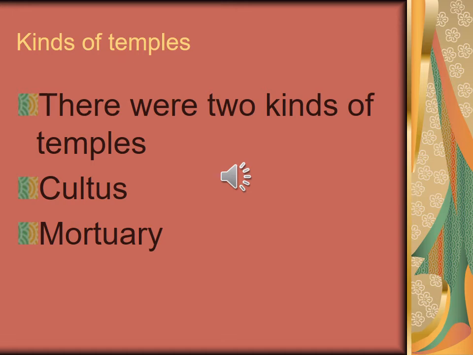The ancient Egyptians established two kinds of temples. The first one was called cultus, and the second one was called mortuary. Cultus means something like a high temple, but mortuary is like a burial place for the dead people.